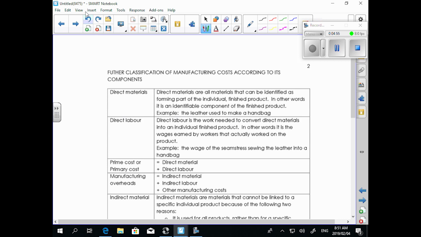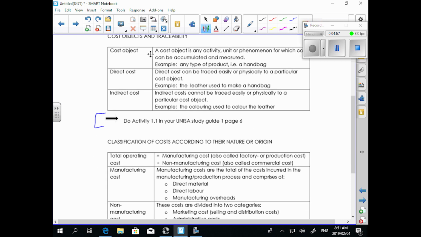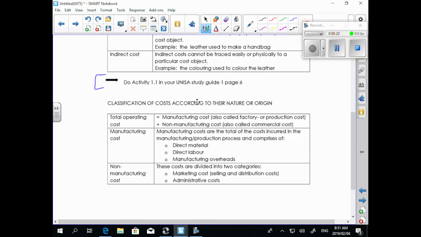Okay. So the first thing we have is your total operating costs. These are manufacturing costs, also called factory or production costs. So in MAC2601, there's a lot of different names for certain things. If they ask, what are your factory or production costs? You need to know what it is. You can't just say, well, it doesn't say total operating costs, we didn't learn that. You need to know all the terms. They can use any one. So this is non-manufacturing costs, also called commercial costs. Manufacturing plus non-manufacturing is your total.